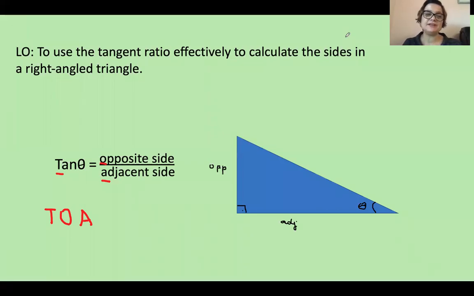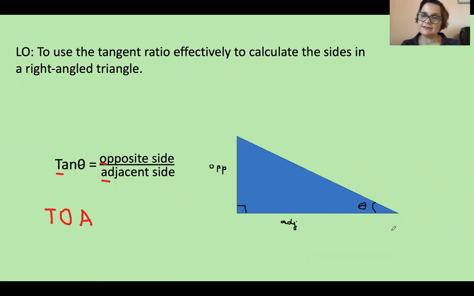Hello everyone. Today we are going to learn how to use the tangent ratio effectively to calculate the sides in a right angle triangle. And to work out with tangent ratio, you are going to need an advanced calculator like this one to be able to find the tangents of different angles, and the opposite, to find the angles if you know the tangent and so on. Right, so this is what you need to know.